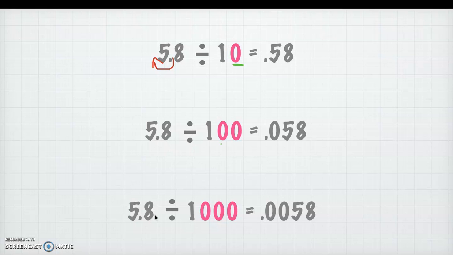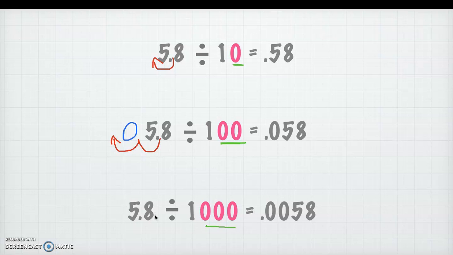For the next one, I am dividing by 100. 100 has 2 zeros, so I'm going to move my decimal point 2 times to the left. 1 and 2. But this time, I have an empty space right here. What am I going to do with that empty space? I am going to annex a 0. Very good. And my final answer is going to be 0.058.